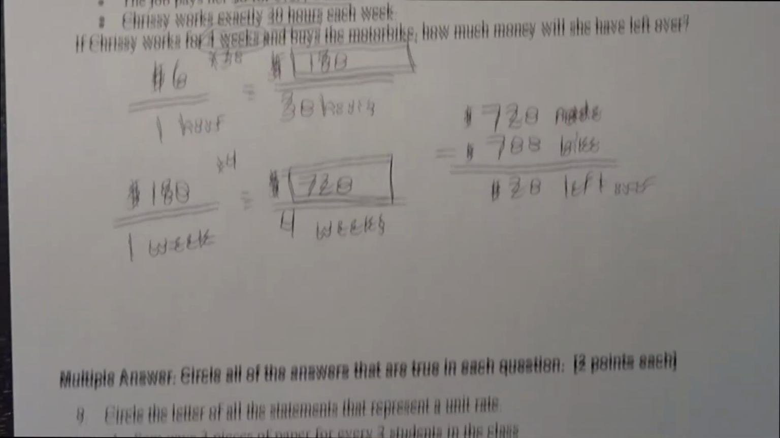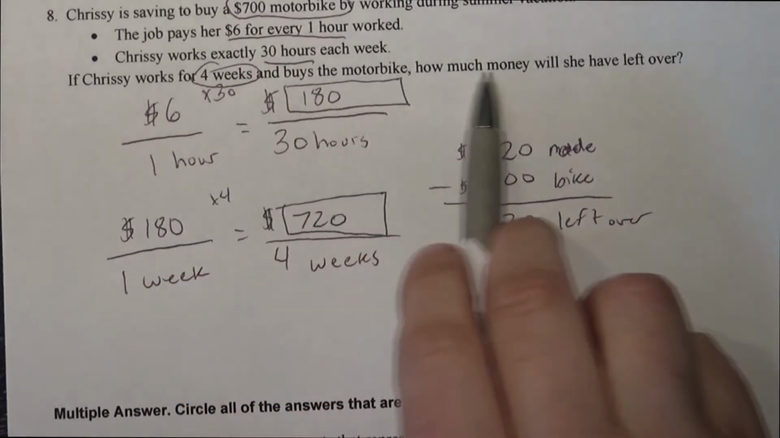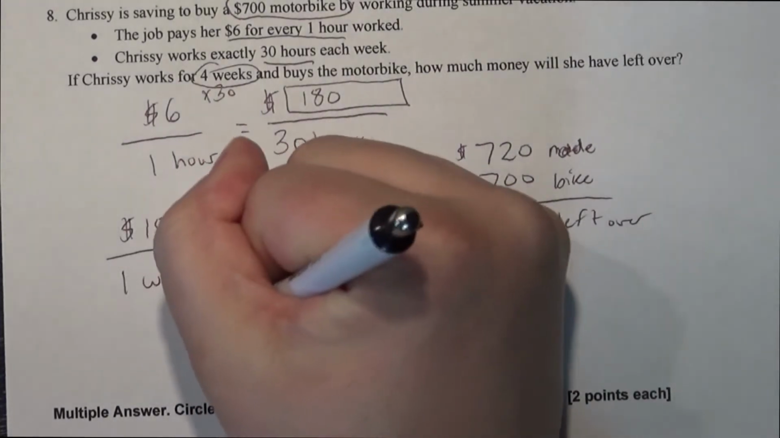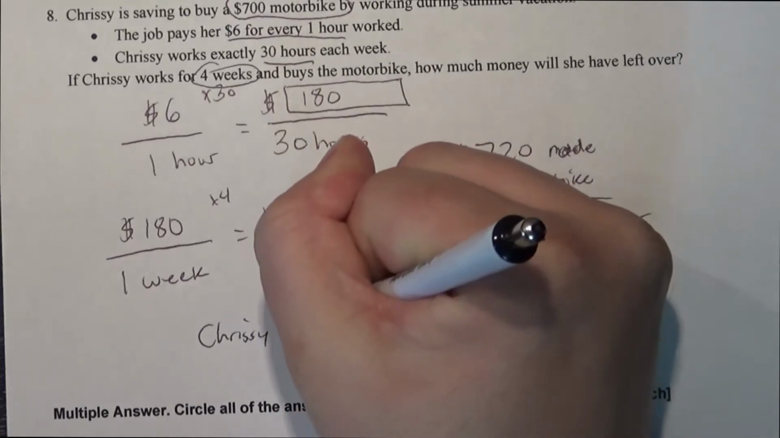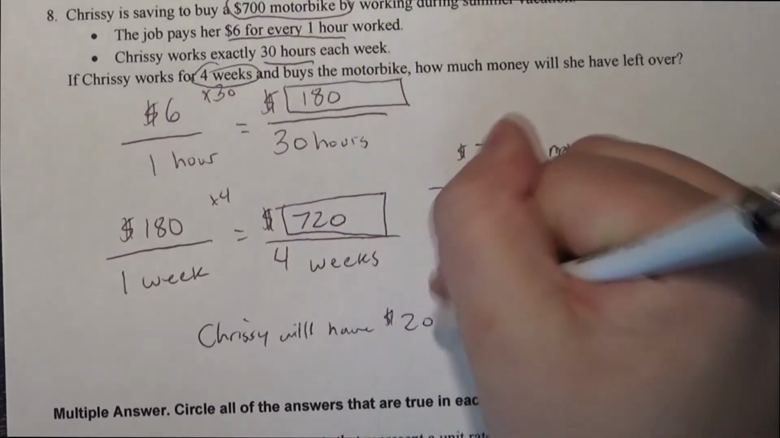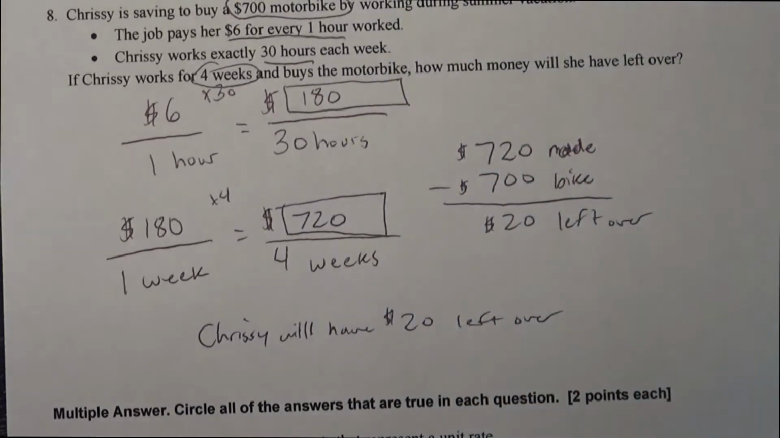Okay, so to answer this question, because it does ask me, if she works for 4 weeks and buys the motorbike, how much money will she have left over? We could say Chrissy will have $20 left over.